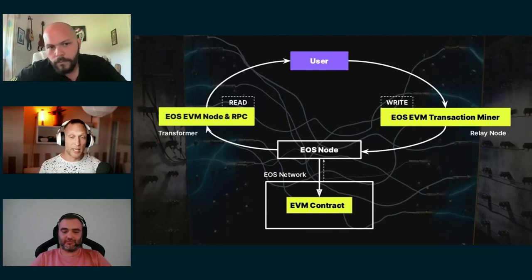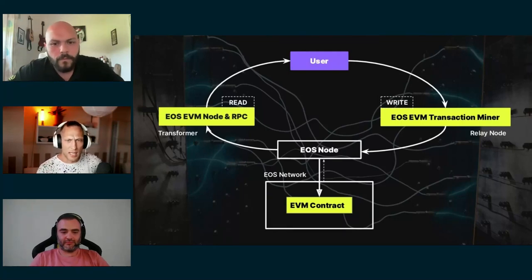And in order to relay that transaction, they take a percentage of the gas fees for that transaction on the EVM side in order to re-up themselves for what they spent. I think right now it's 10%, and I know there's discussions of potentially increasing that in the future. And we'll talk about what the other 90% is in a second.